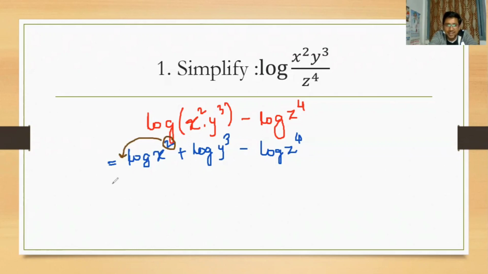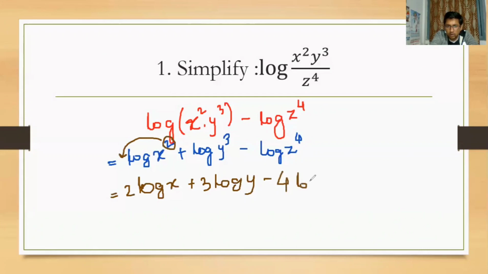So now you can get it, right? How I'm solving the questions and these properties. It will be better if you solve this question again by yourself. So 2 log of x. In the same way, this 3 can come in the front. So this will be 3 log of y, minus this 4 will come in the front. So 4 log of z. Okay, I think this is clear to all of you.